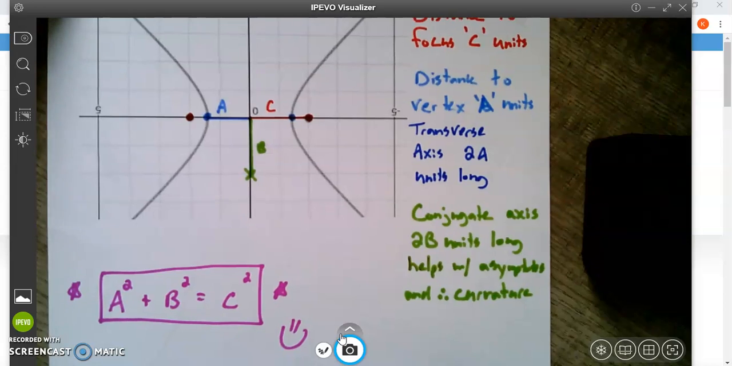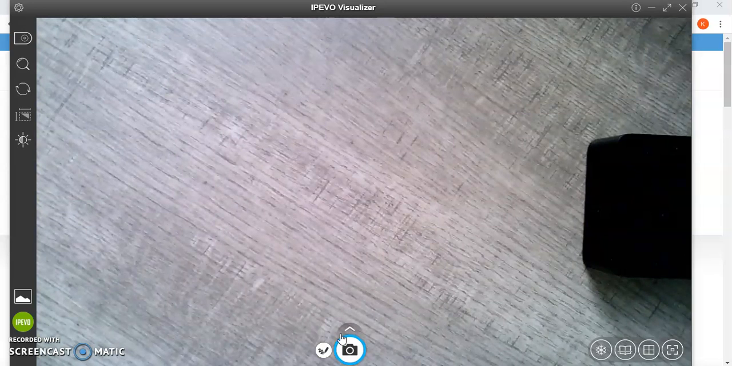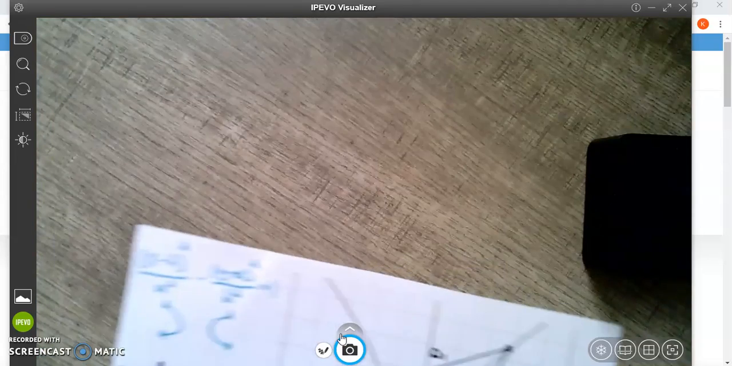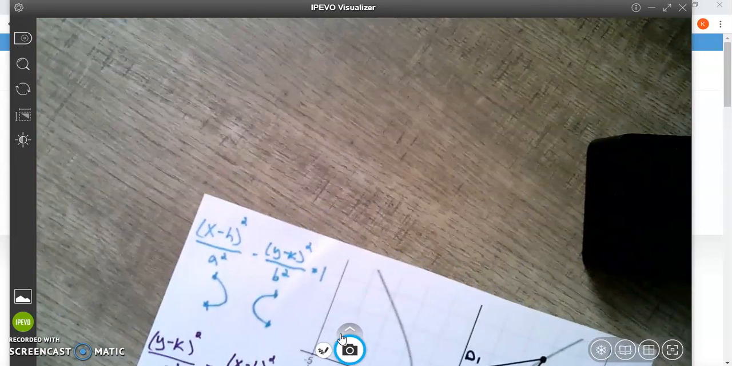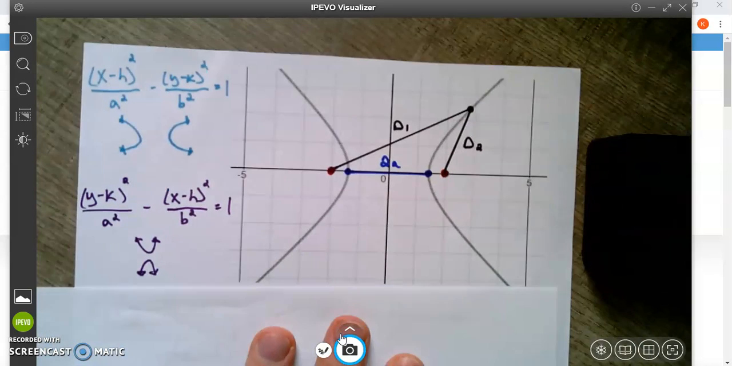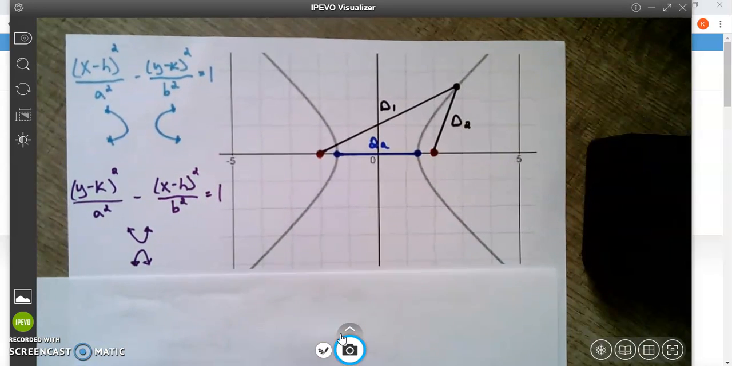I gave you guys an optional activity over the second week or first week, and a couple of you sent me an email and said, I can't do anything with hyperbolas. I don't know what the equation looks like. Well, here's the equation. The equation almost looks exactly like an ellipse, only there's a minus sign between them, not a plus sign.